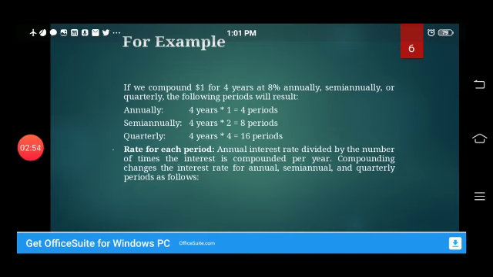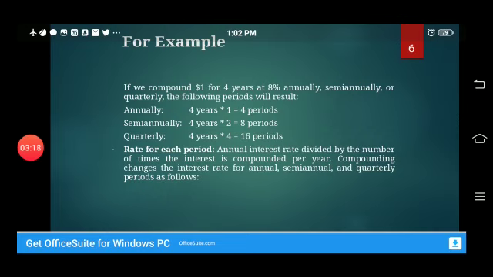If we compound $1 for 4 years at 8% annually, semi-annually, quarterly, $1 for 4 years. Now the 4 years, if it is annual we multiply by 1, if semi-annually we are multiplying it by 2, and if quarterly then we are multiplying it by 4. Similarly it will appear on the rate as well.